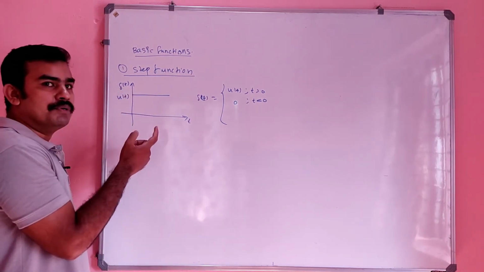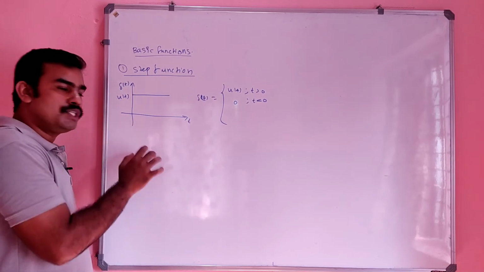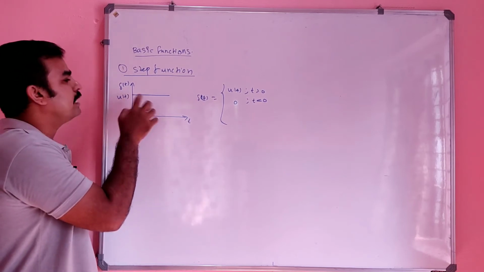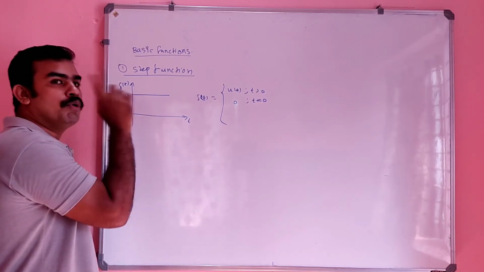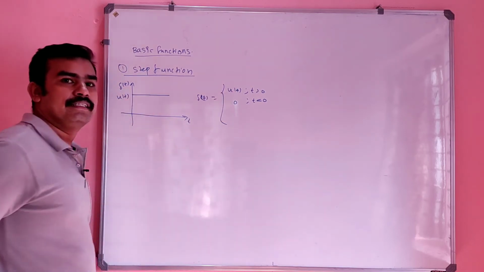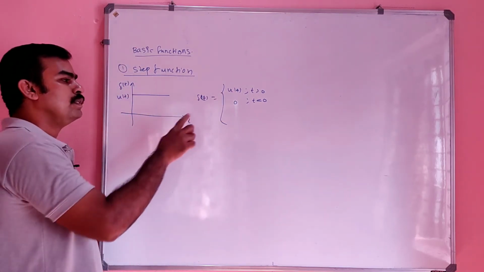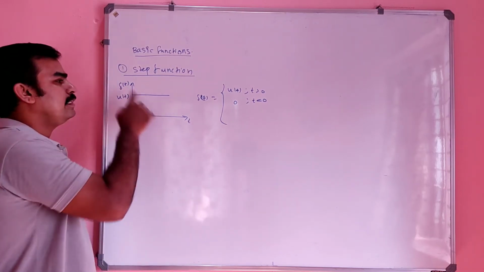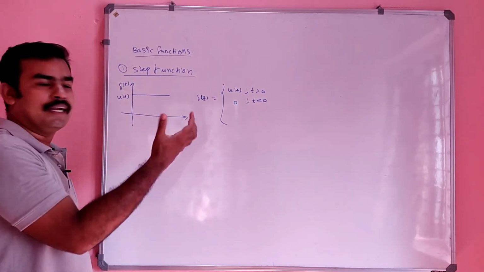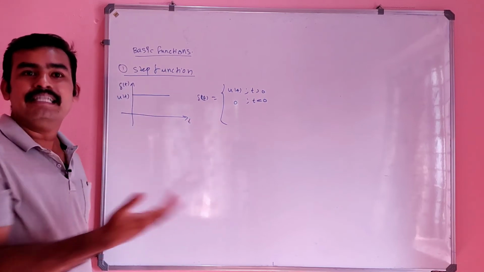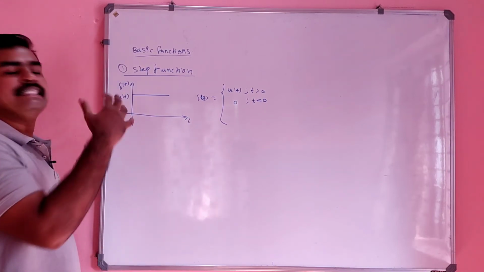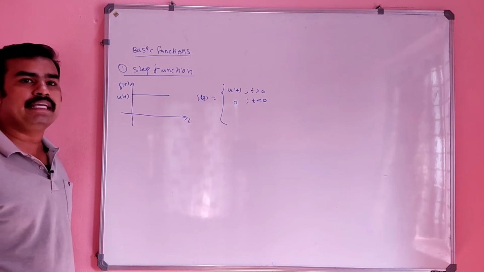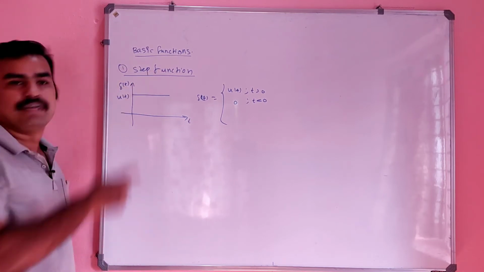After t equal to 0, or when t is greater than 0, the step function arises with a constant magnitude of u of t for infinite time, or until the battery is fully discharged. This is nothing but the output current or output voltage of a DC battery, right? So a DC source or DC battery can be considered as a step function.